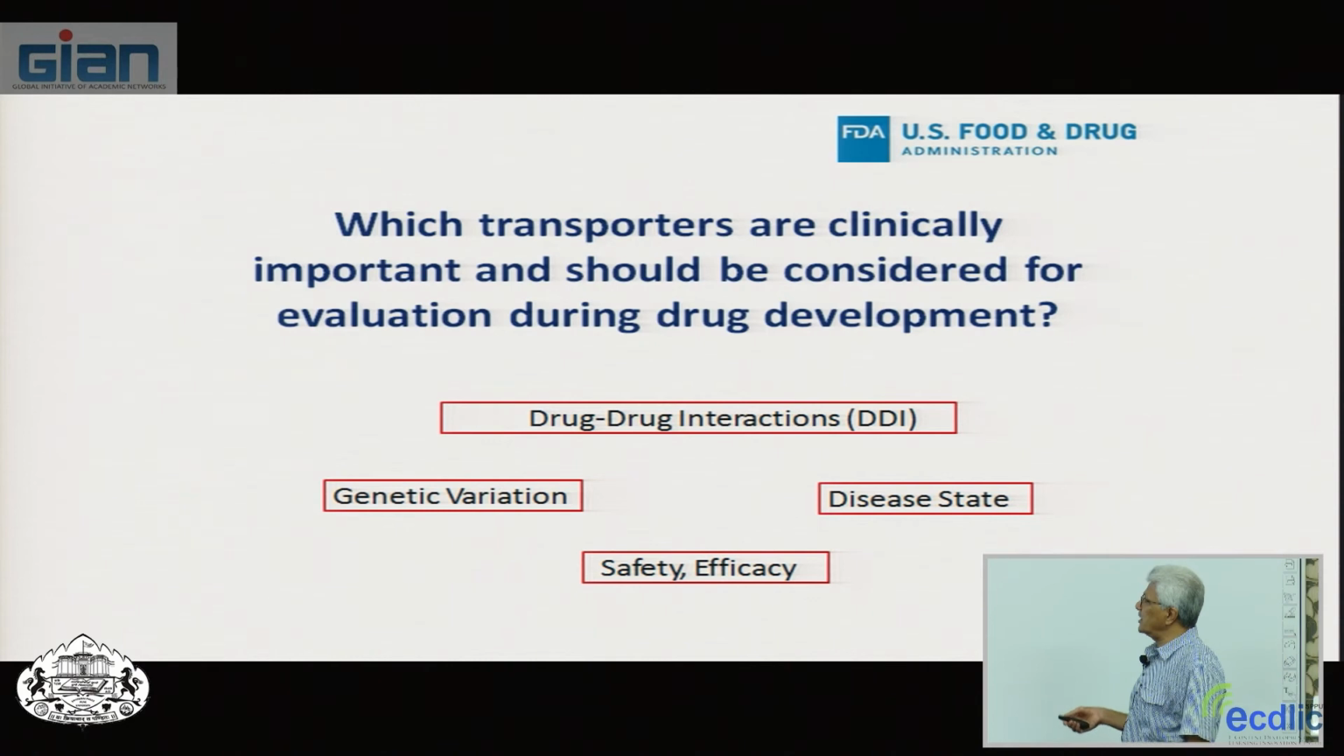Which transporters are clinically important and should be considered for evaluation during drug development? Those which affect drug-drug interactions, then also the genetic variation of the populations, and we'll see some of this tomorrow when we look at the polymorphic changes in transporters, then the disease state, and finally the safety and efficacy. So these are the main factors that FDA looks at.